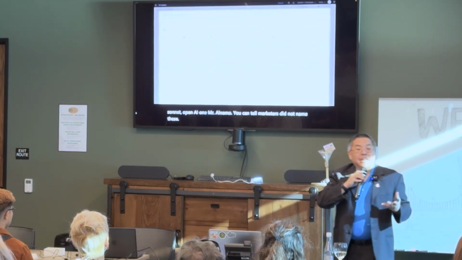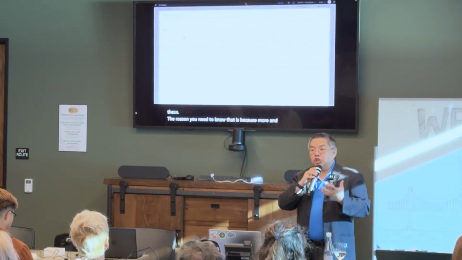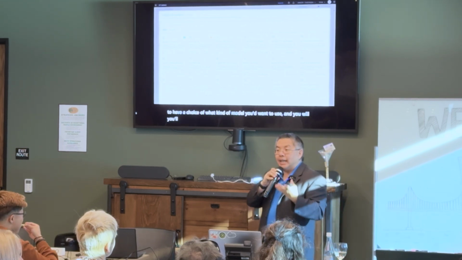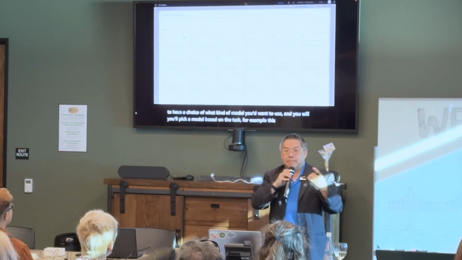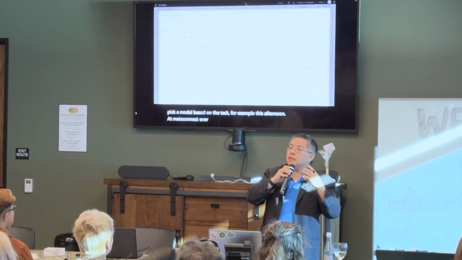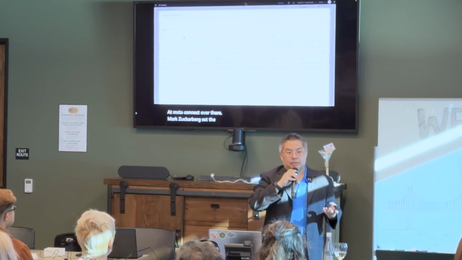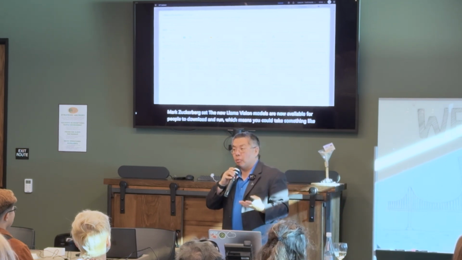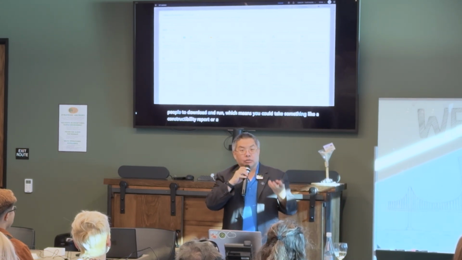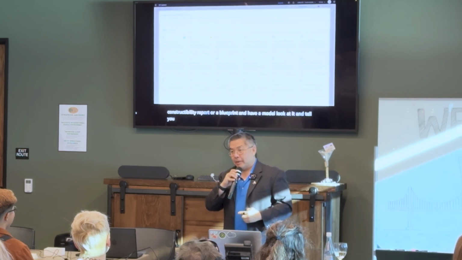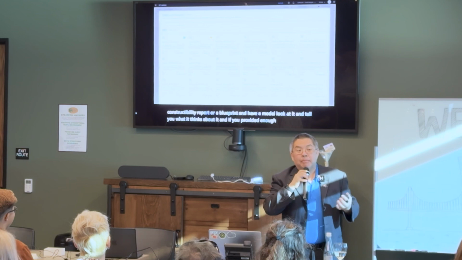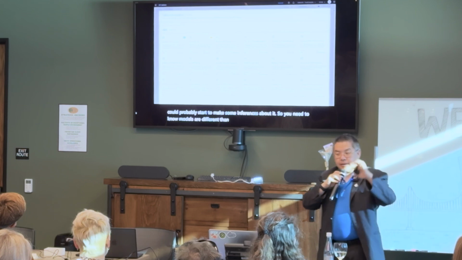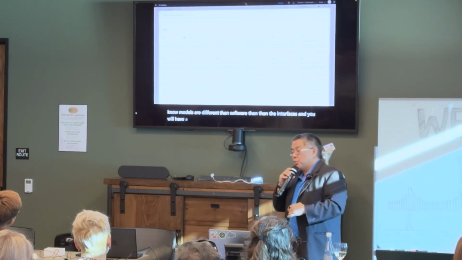The reason you need to know that is because more and more you're going to have a choice of what kind of model you'd want to use. You will pick a model based on the task. For example, this afternoon at MetaConnect, Mark Zuckerberg said the new Llama Vision models are now available for people to download and run, which means you could take something like a constructability report or a blueprint and have a model look at it and tell you what it thinks about it. And if you provided enough information, it could probably start to make some inferences about it. So you need to know models are different than software, than the interfaces, and you will have a choice of what model you want to use.